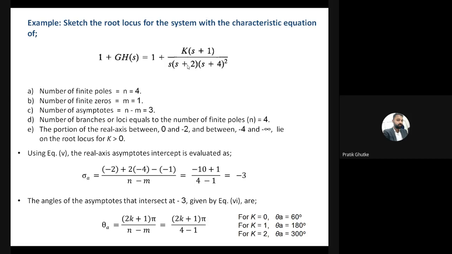And there is 1 zero. So the number of asymptotes equals P minus Z, that is 4 minus 1, that is 3. The number of branches of the root locus will be finite, equal to 4. So using the real axis, asymptote, intercept, and to evaluate it will be.